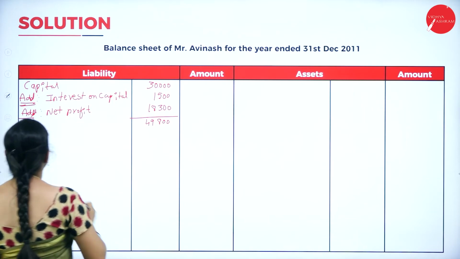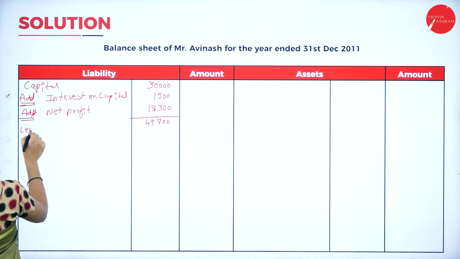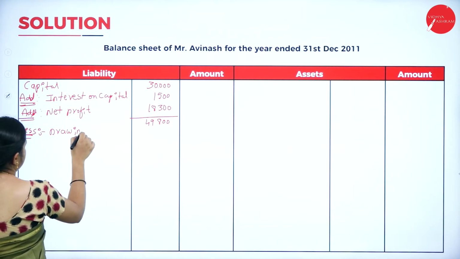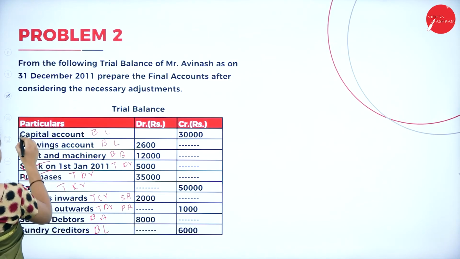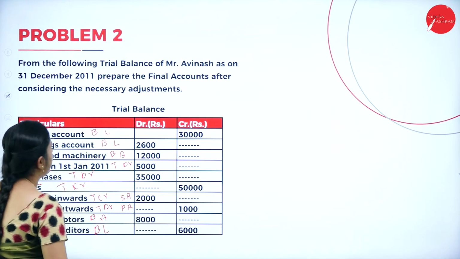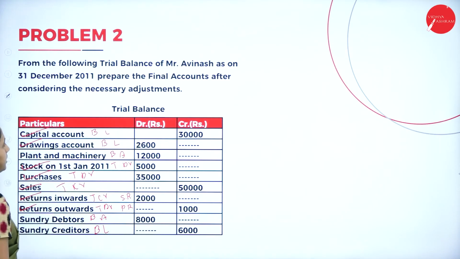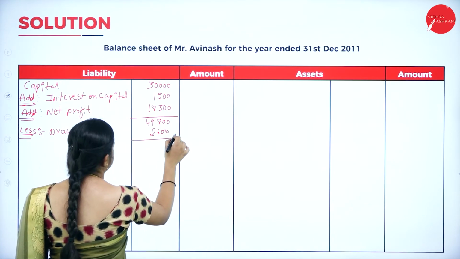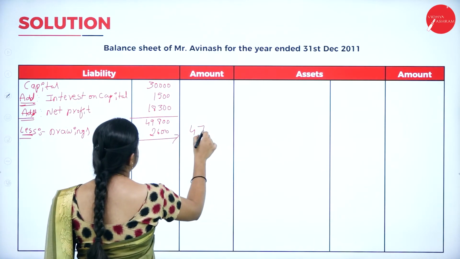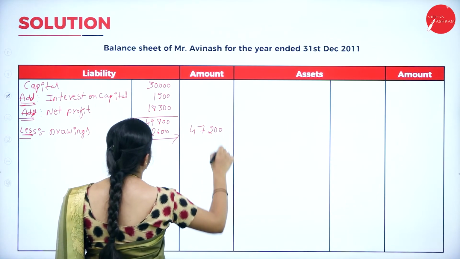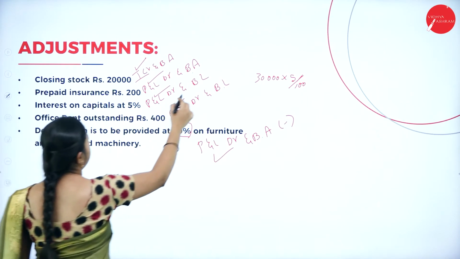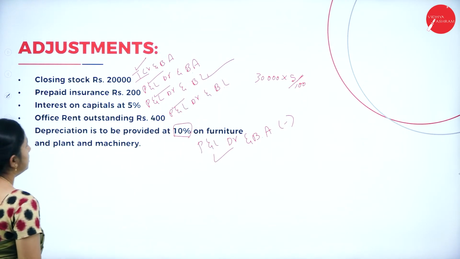49,800. Then less drawings. Capital drawing 2,600. Right? Drawing 2,600. 47,200. This interest on capital we'll consider in the balance sheet.